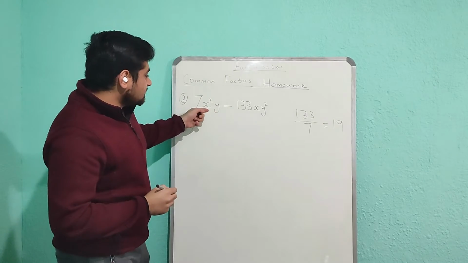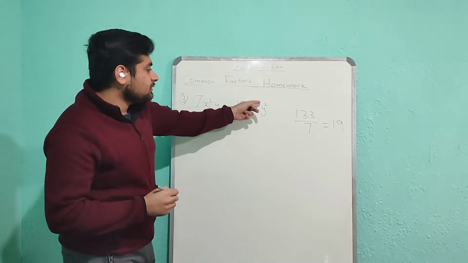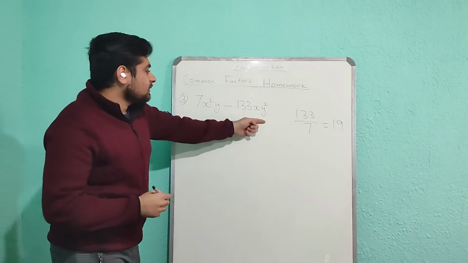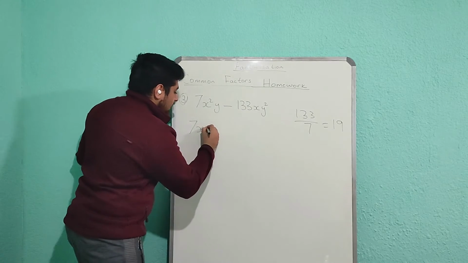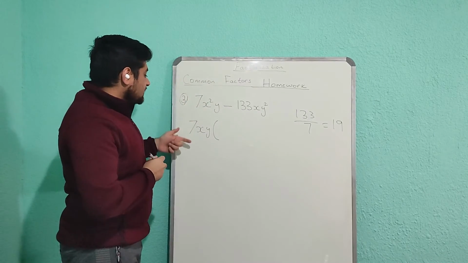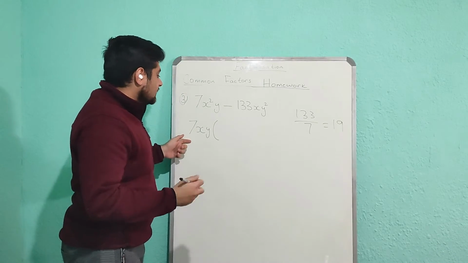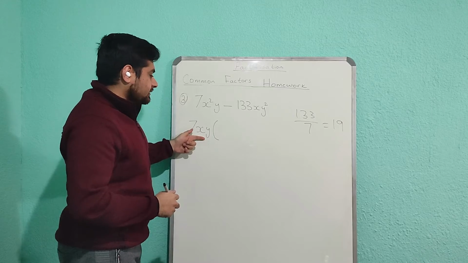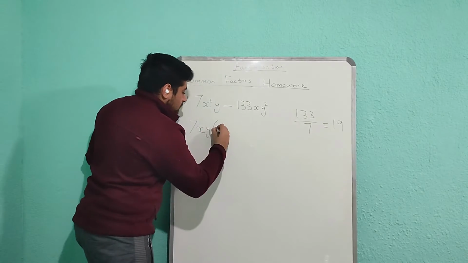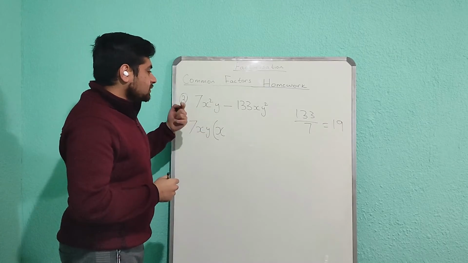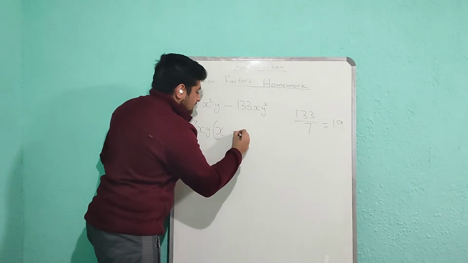And in terms of x, we take the smallest power, which is x to the power of 1. So it's x. And in terms of y, we take the smallest power, which is y. So we write a y. Open the bracket. In the first one, we already have the 7. We do not need to write it again. And the x, we got 2x here and here we got 1x. So how many x are missing? 1. So we write 1x. And in terms of y, y is already there, so we do not need to write. And the sign is negative.